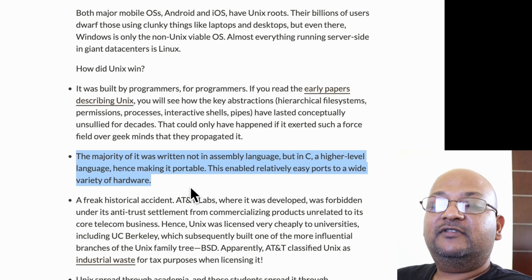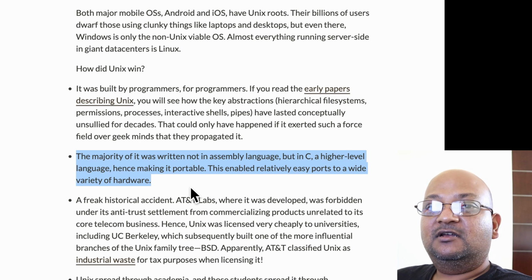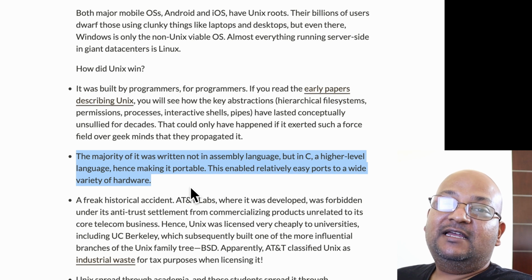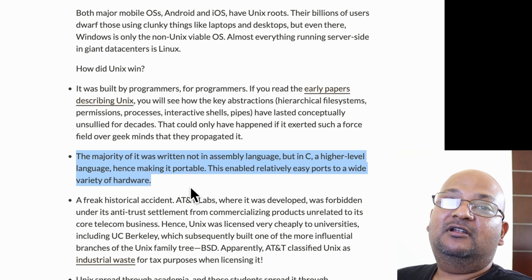The other big thing was portability. Unix was one of the very first operating systems to be written in a high-level language like C instead of in the assembly language of the specific machine on which it was running. And this was huge because it enabled a lot of ports to various architectures.